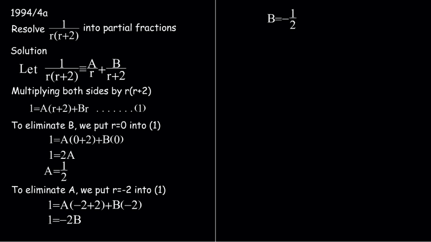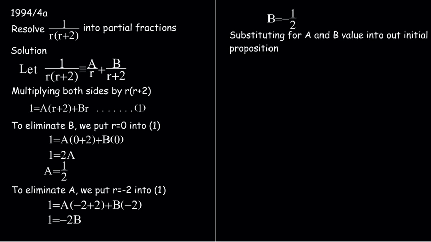Now, the next step is to substitute for a and b into our original equation. So substituting a and b values into our initial proposition, it becomes 1 divided by x in bracket x plus 2 equals 1 divided by 2x minus 1 divided by 2 in bracket x plus 2.